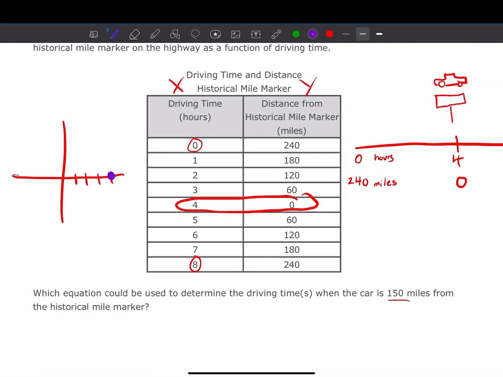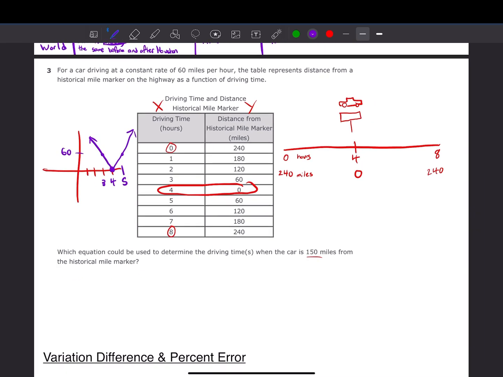What's its slope? Well, 1 unit away, so that's 4, that's 3, and then 5. At 3, we're at 60. And at 5, we're also at 60. So when I move 1 unit forward or 1 unit behind, I'm driving 60 miles per hour. That's our slope.